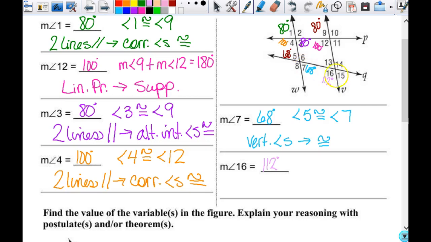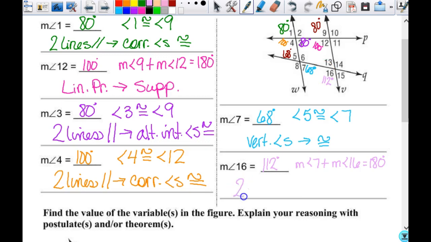And that's because these are supplementary, right? So the measure of angle 7 plus the measure of angle 16 equals 180 degrees. Not a linear pair. I get that a lot here, so I want to make sure you understand why. Are they attached to the same line? Yeah, they are. But aren't all these attached to the same line? They're not all linear pairs. Okay, but they're not adjacent. They don't have the same vertex. Not a linear pair. What type of angle pair are they? Same side interior angles. Good.